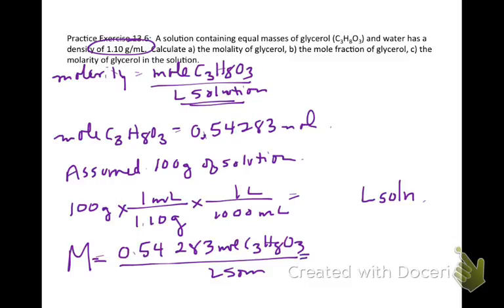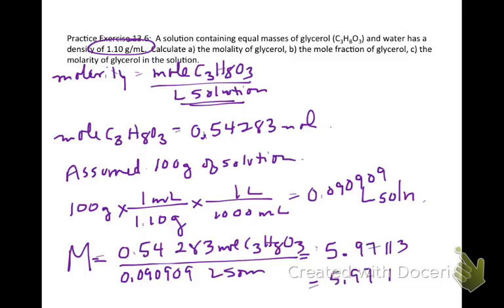So liters of solution, I calculate 0.09099, and put that in my calculator with the moles. I get a molarity of 5.97113, which is 5.97 molar C3H8O3. There you have it.